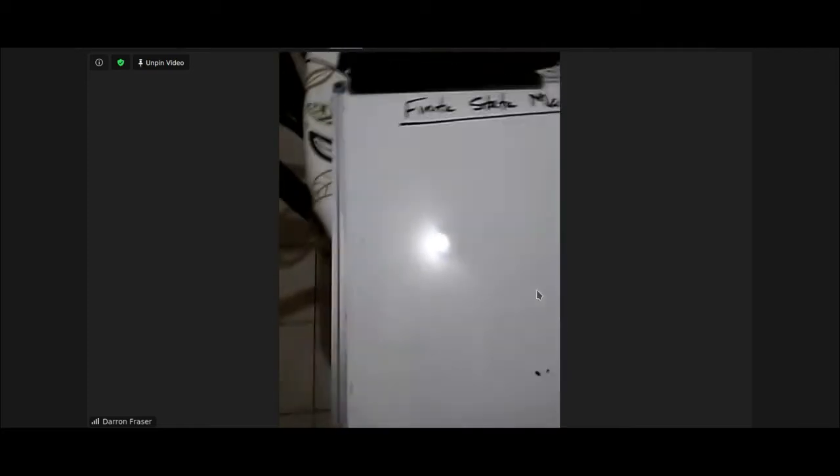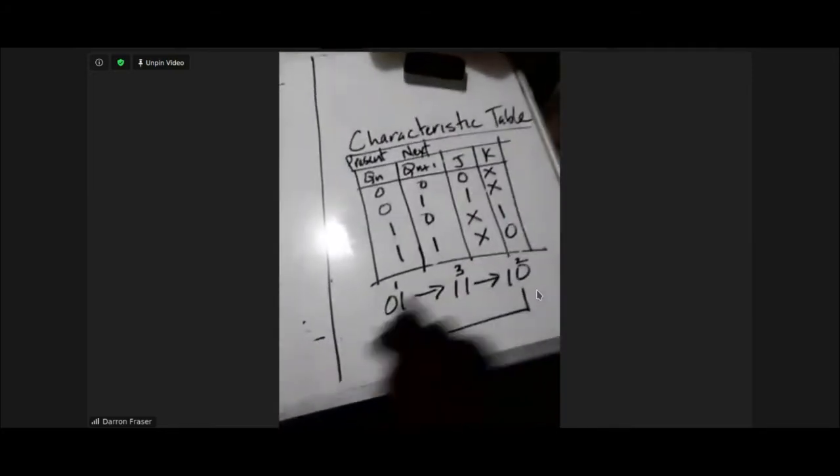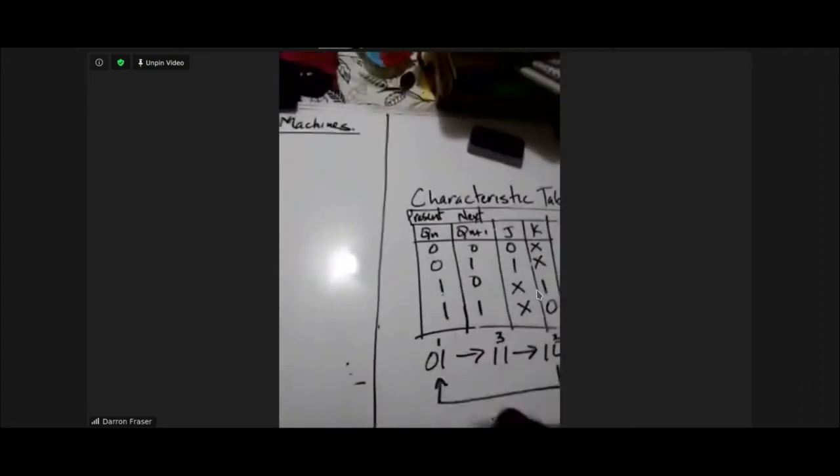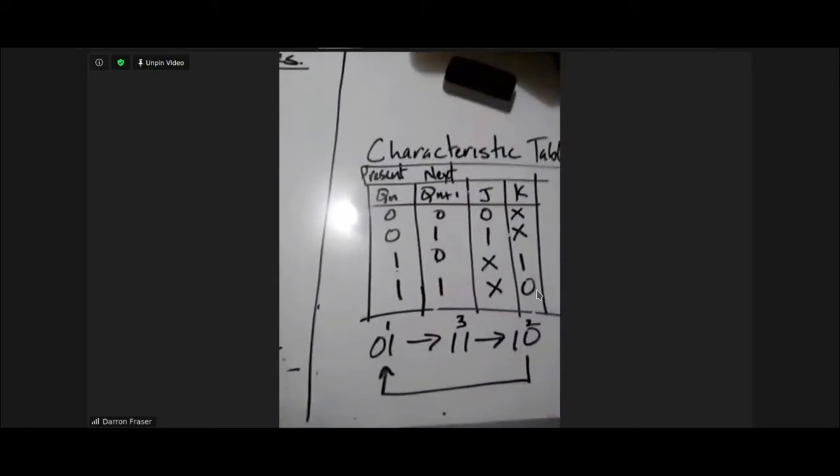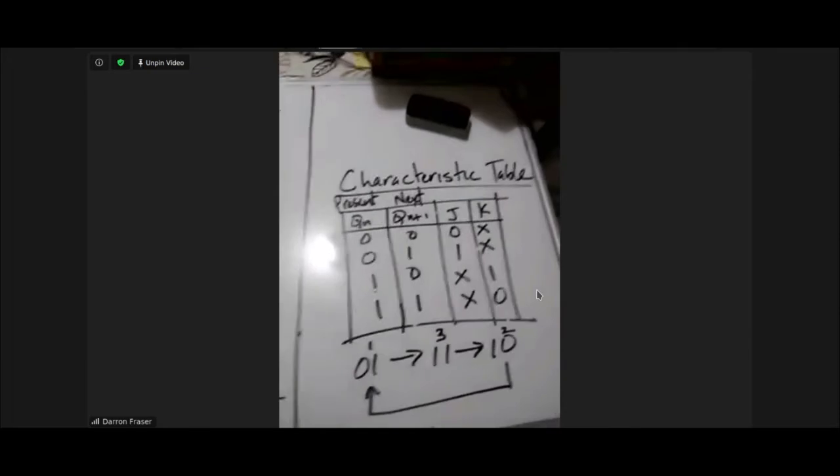All right. So now, to get the counter that we want, we have to set up an excitation table. Each of these binary values needs a maximum of 2 digits. So therefore, we are going to need 2 flip-flops, because it's 1 flip-flop per value. So, 2 flip-flops.